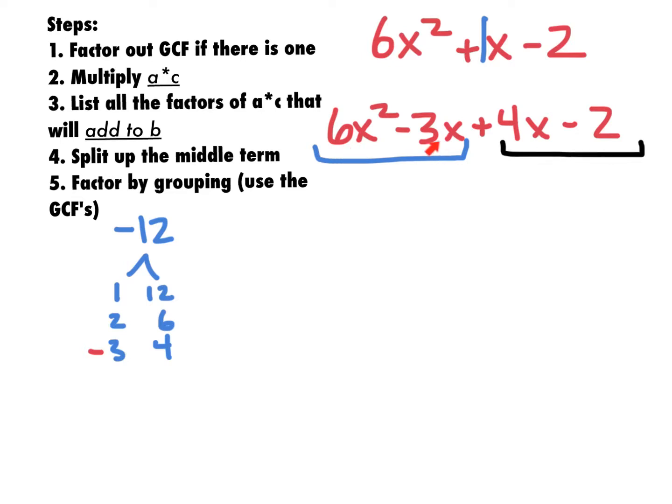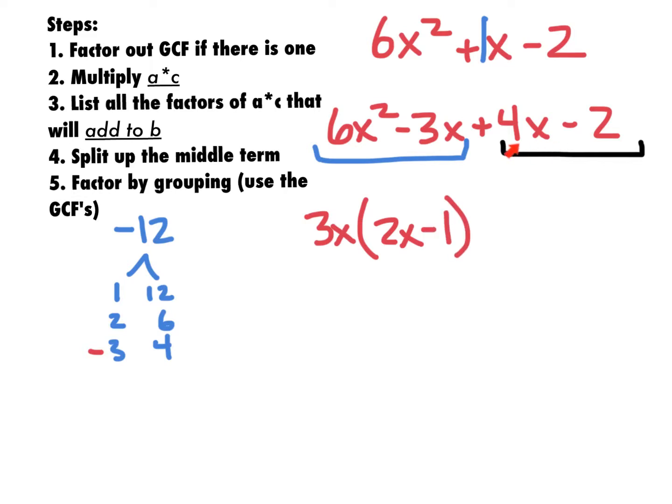6x squared and negative 3x, those both share a positive 3x. That just means that they're both divisible by 3x. That would leave me 6x squared divided by 3x is 2x. And negative 3x divided by 3x is negative 1.